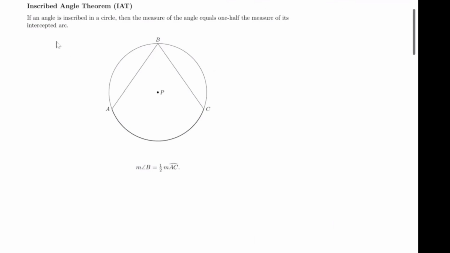All right, so we wish to prove that if an angle is inscribed in a circle, then the measure of the angle equals 1/2 the measure of its intercepted arc. In essence, angle B is the inscribed angle, and the measure of angle B is equal to half the measure of arc AC. This is split up into three cases.